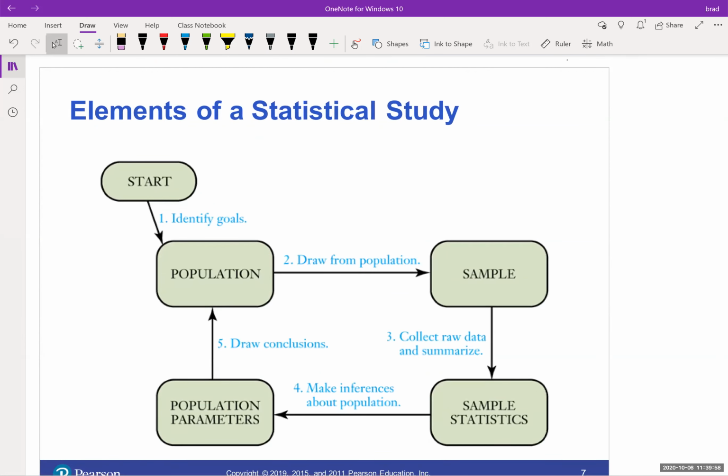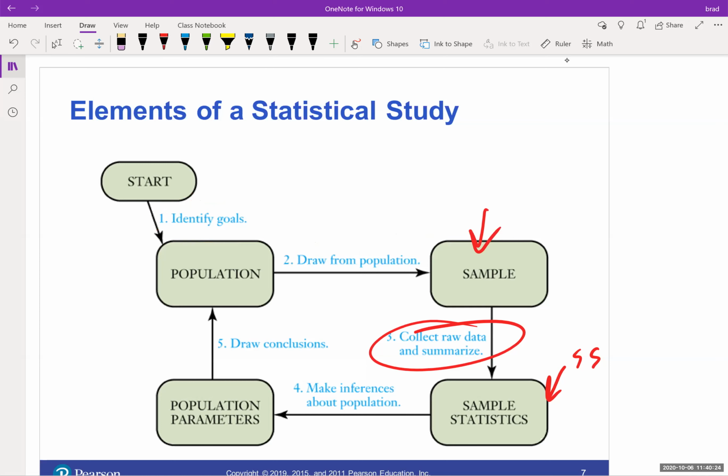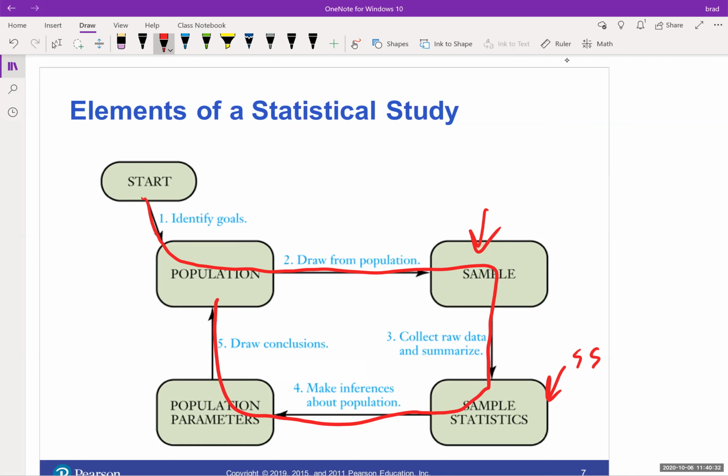So, elements of a statistical study: you have to identify your goals, okay? You have to basically have a population that you're going to draw from, but the moment you draw from that population, you now have a sample, and then collect raw data and summarize, okay? So remember, what describes the sample is called the sample statistic, okay? Now, make inferences about, so here's the overall goal. You see how these arrows kind of go like this? Okay, you see how it kind of goes like that? I want to talk to you about that real quick.